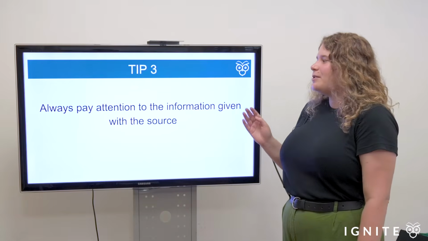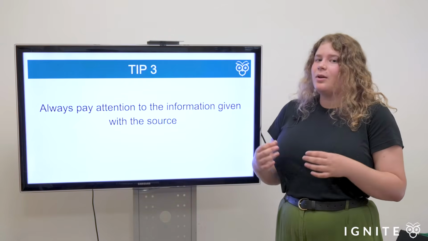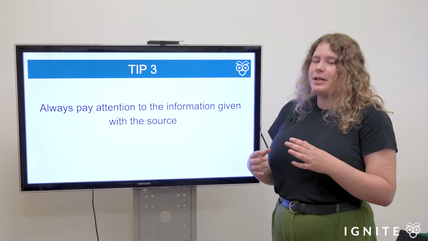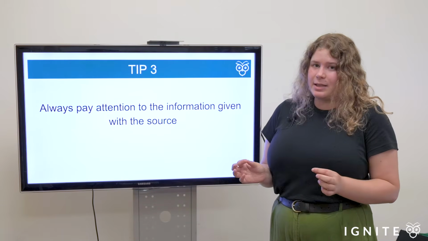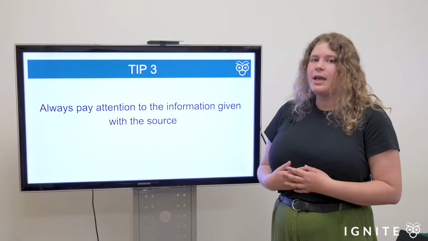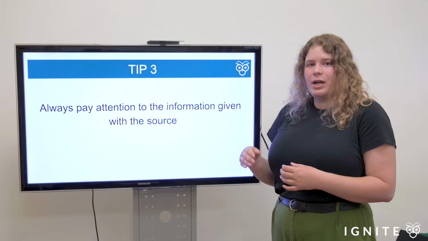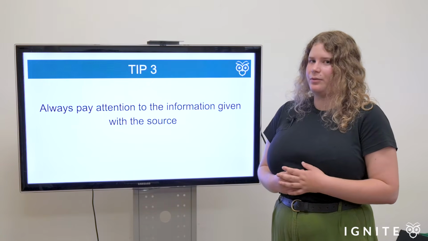My third tip is to always pay attention to the information which is given to you with the source. We have already spoken about this a little bit, but it might be a little text box underneath that gives you extra context. It might be a translation of some words. It could be the year, the author, things like that which really help you to understand the source and are really important for you to acknowledge.